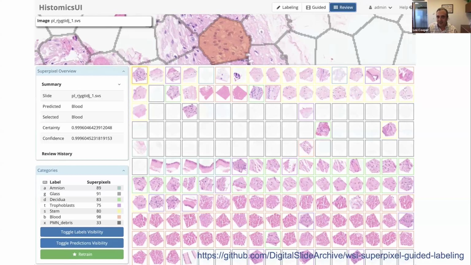The residents can go and do a bunch of labeling, and then the attendings can come in later and review and make sure that everything's correct. This is still a work in progress, but you can download it and use it. We're hoping to have a really complete, finished tool by the end of the year.